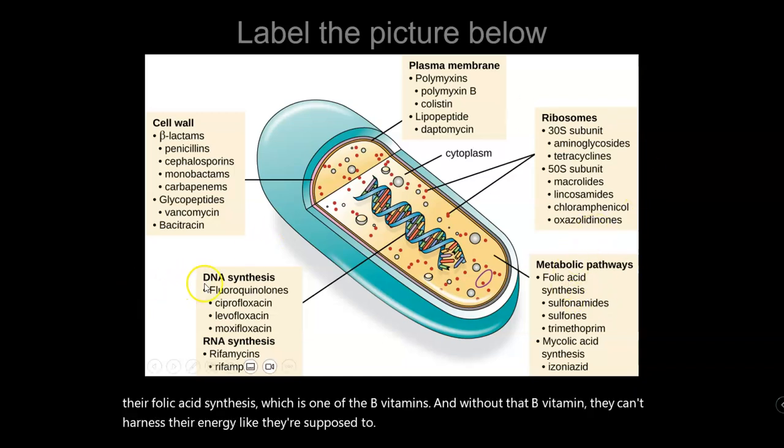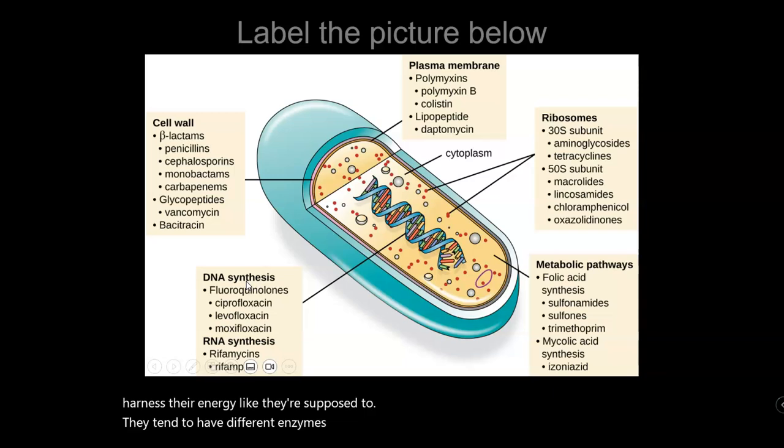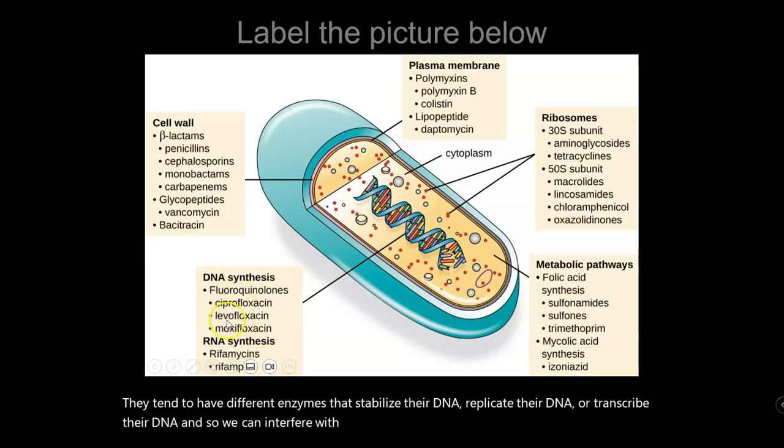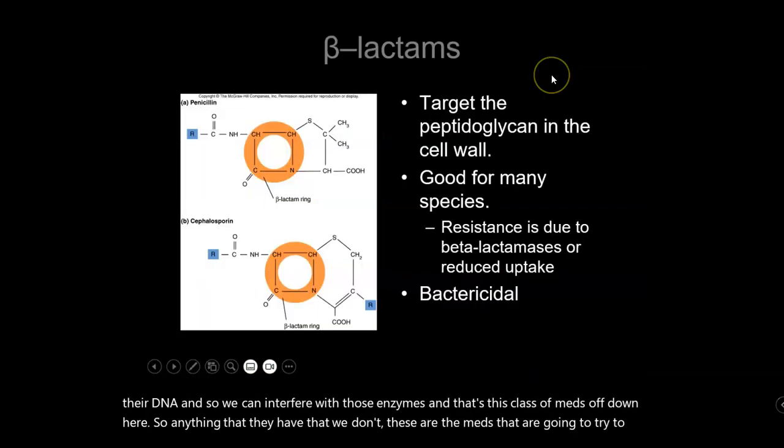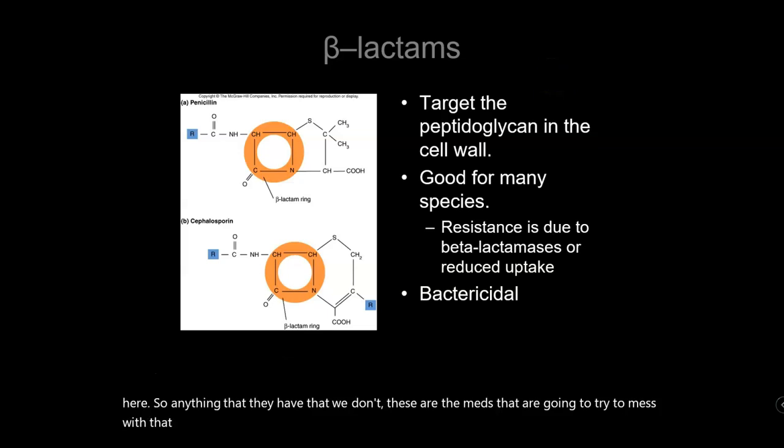They tend to have different enzymes that stabilize their DNA, replicate their DNA, or transcribe their DNA, and so we can interfere with those enzymes, and that's this class of meds down here. So anything that they have that we don't, these are the meds that are going to try to mess with that. Okay, now this is the type of slide that I give you that goes with the table.